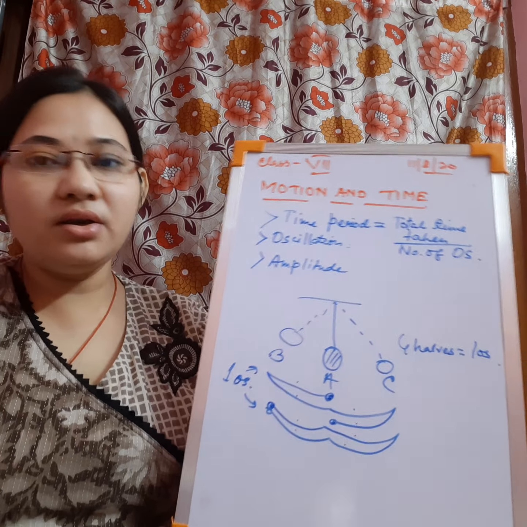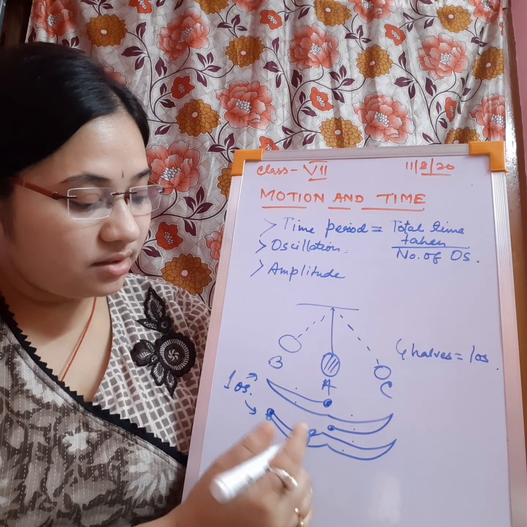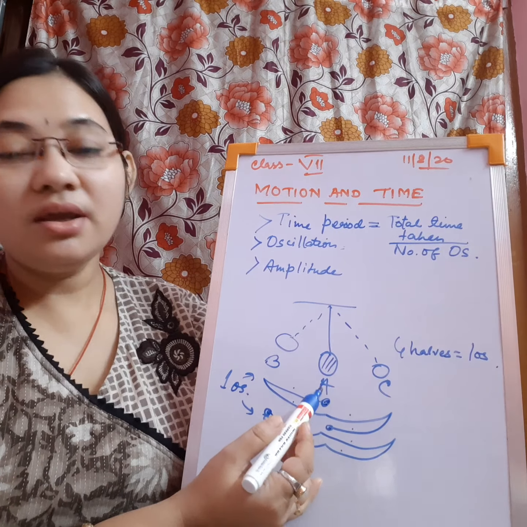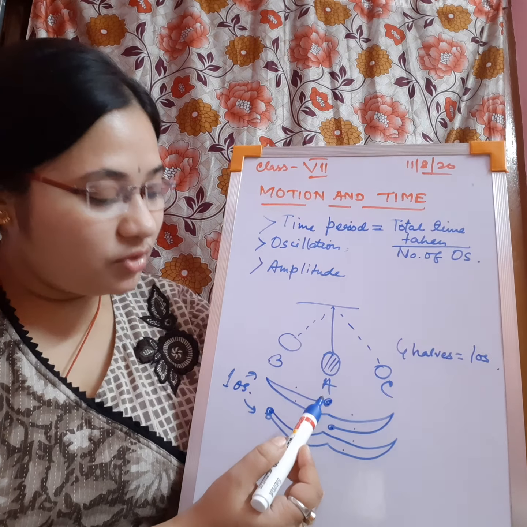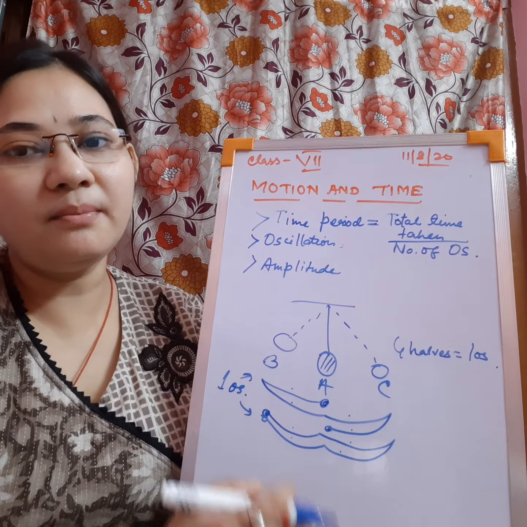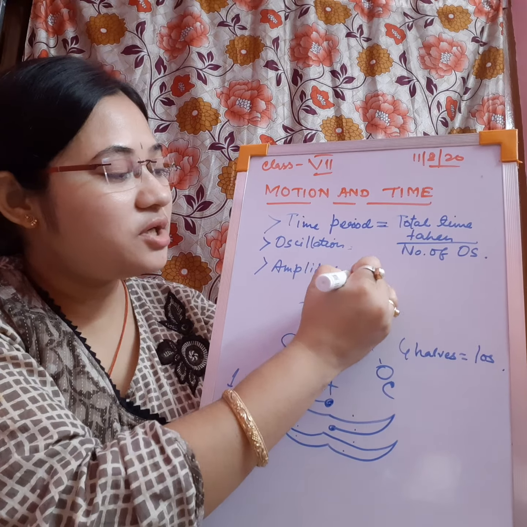Got it? Now one oscillation is the to and fro movement in which the bob moves from its initial position to the extreme ends and then comes back to its original position. That is oscillation. Now what is amplitude?